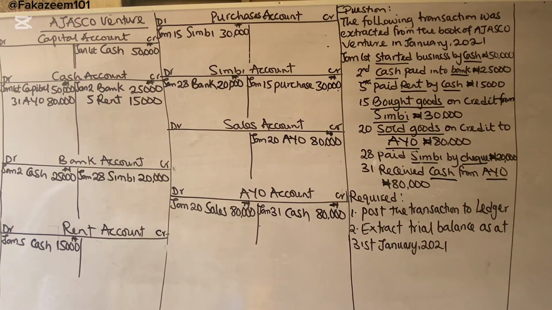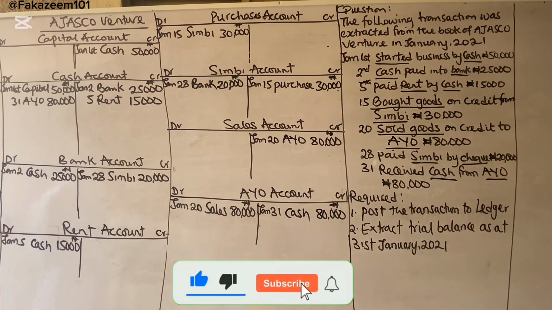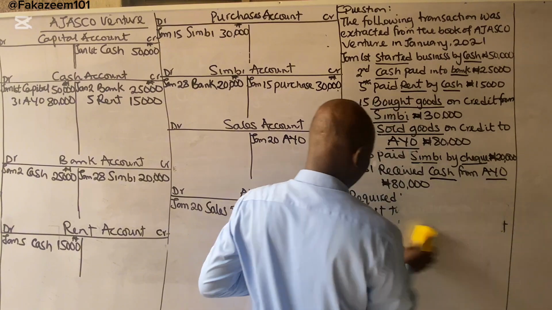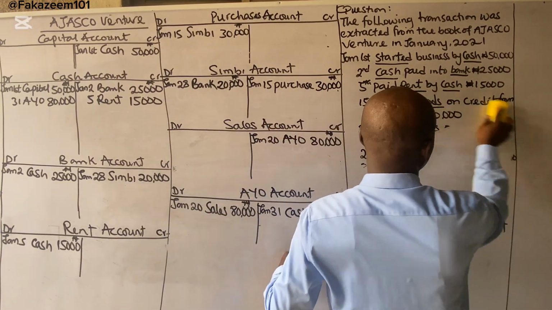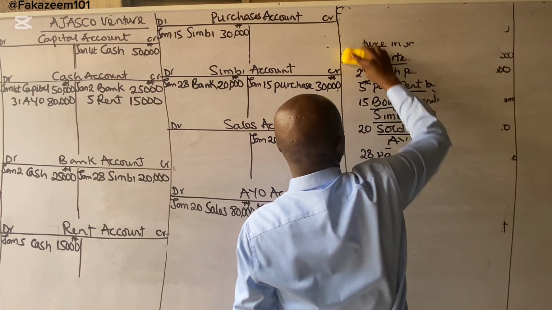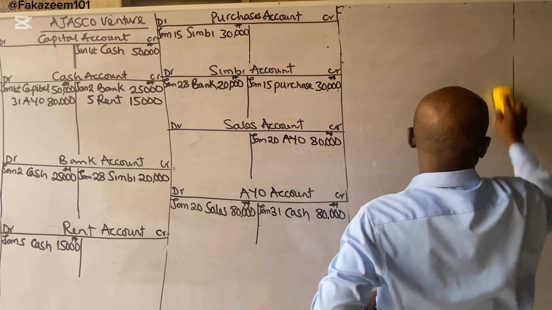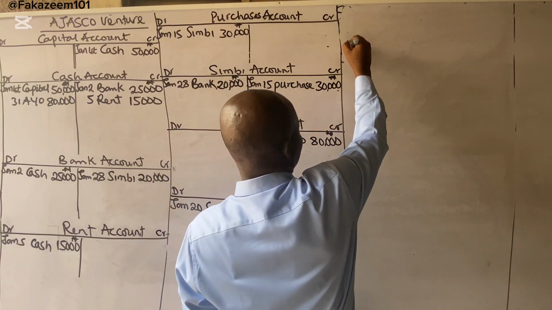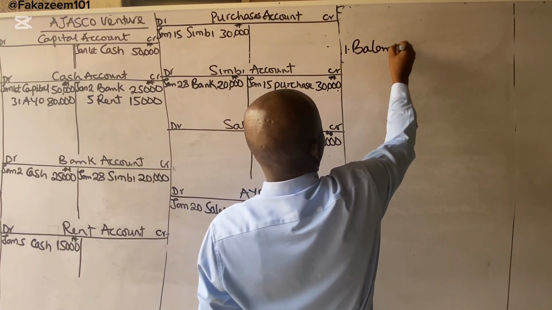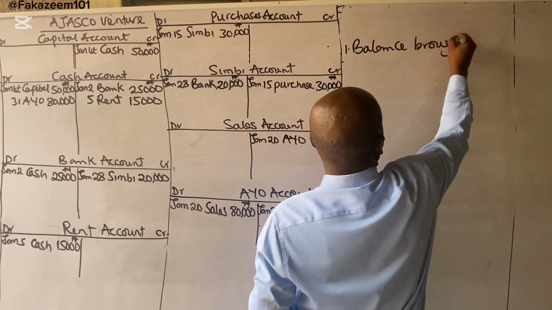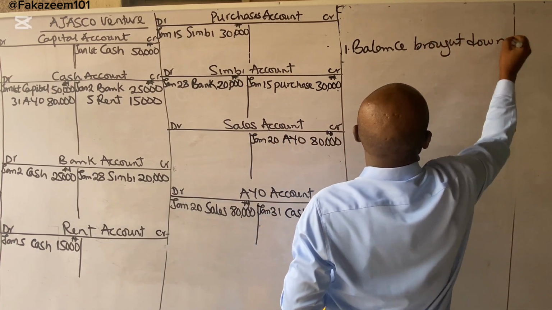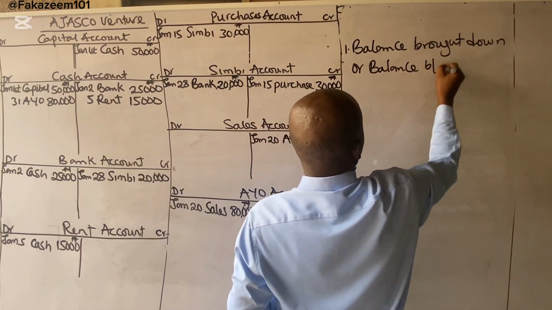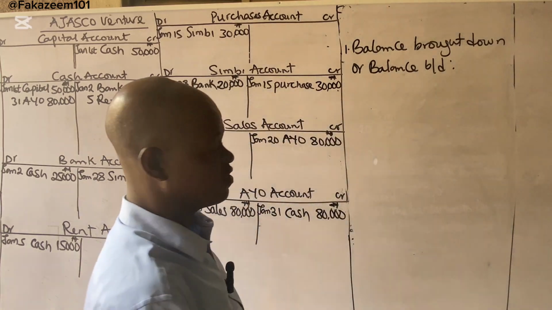The next is, how do we balance this account? How do we balance the account? We have to pause the question to explain some things. To balance an account is very easy, but we need to know this before accounts can be balanced. One, we need to know what we call balance brought down, or we write it as balance BD. What is balance BD?